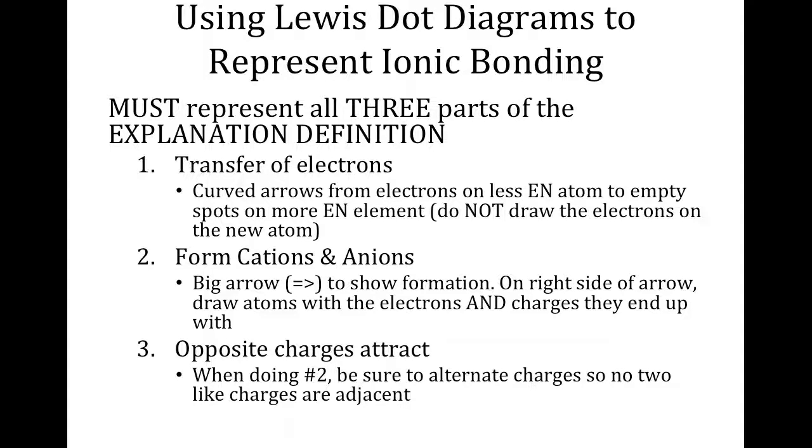We also know that opposite charges attract. That was the third part of the definition. So when we do number 2, when we write on the right side of the arrow what atoms we end up with, we need to make sure they alternate. If we have a positive ion and then a negative ion, we alternate positive, negative, or negative, positive, so that no 2 like charges are adjacent because they would repel. The reason they're held together in a bond is because they're opposite charges and they attract. Again, you'll see this in the next examples.